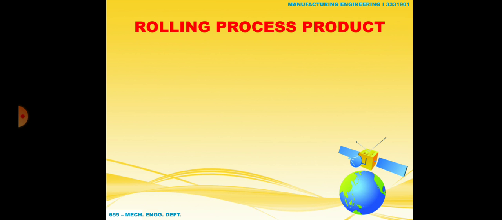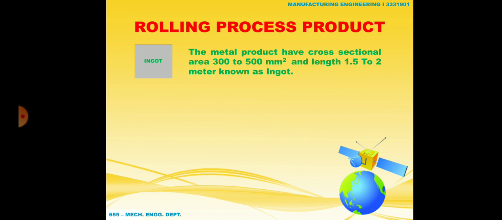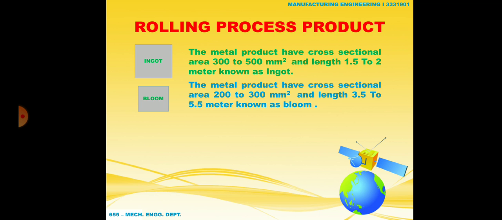Now, what are the products of the rolling process? The first one is ingot. It is the first product coming out from the furnace. The metal product having a cross-sectional area of 300 to 500 millimeter square and length of 1.5 to 2 meter is known as ingot. From ingot, we can make bloom. The metal product having a cross-sectional area of 200 to 300 millimeter square and length of 3.5 to 5.5 meter is known as blooms.